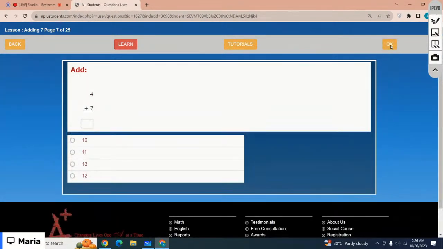Okay, the next one is 7 plus 4. So which is the correct option? Yes, very good. 7 plus 4 makes 11. So the correct option is 11. 7 plus 4 is 11.